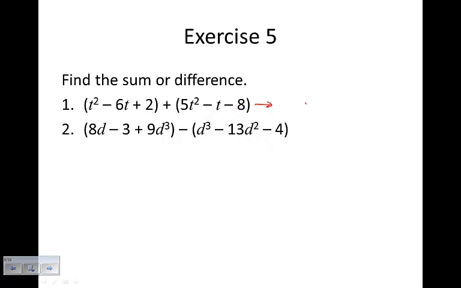t squared plus 5t squared would be 6t squared. All right, negative 6t minus t would be minus 7t. And 2 minus 8 would be negative 6. So that would be that answer.